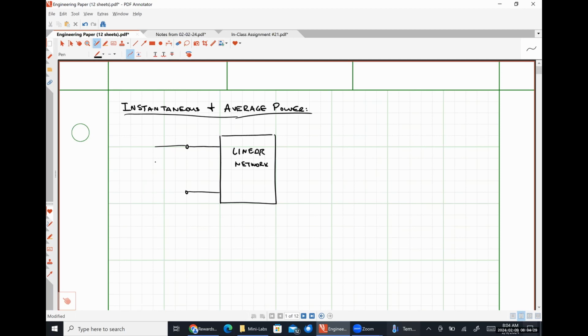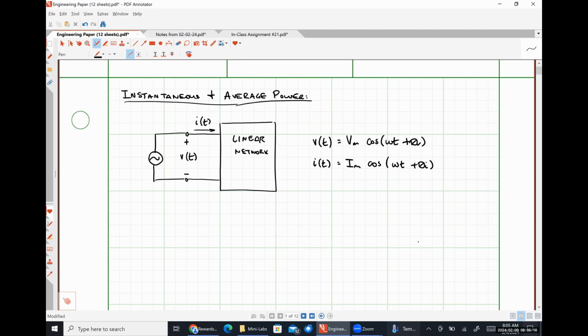And this network is sinusoidally excited such that there is a sinusoidal voltage drop across the terminals of the network, V of t, and a sinusoidal current flowing through the network, I of t, where, to be very explicit, V of t will be of the form Vm cosine omega t plus theta v, and I of t will be equal to Im cosine omega t plus some phase angle theta I. Okay.